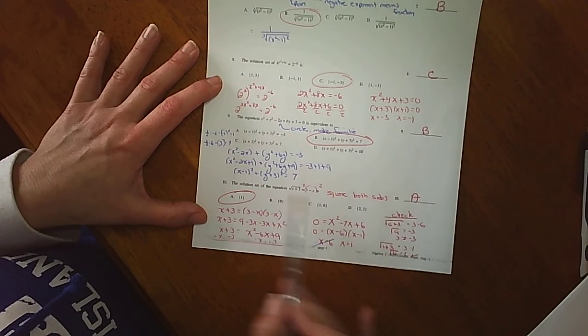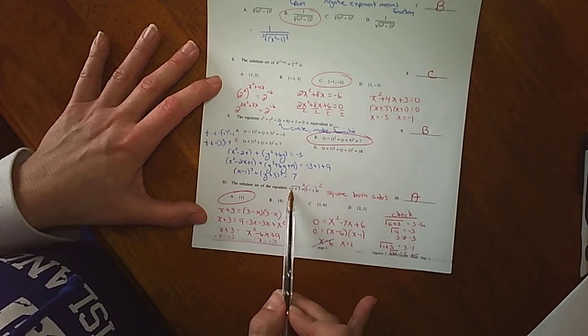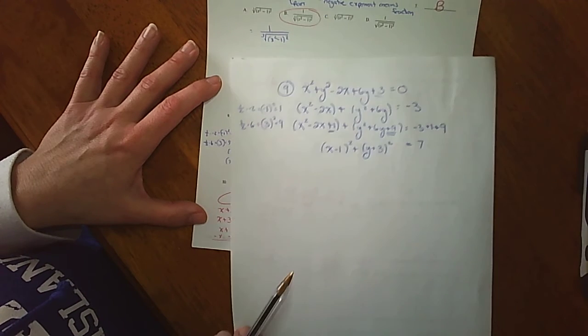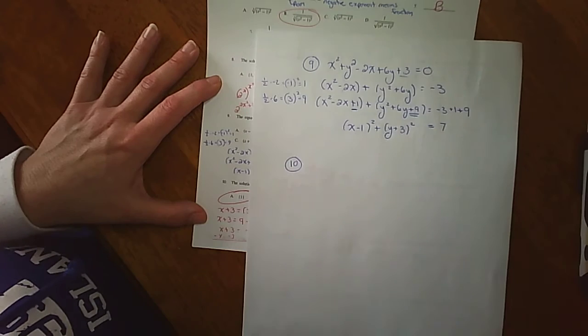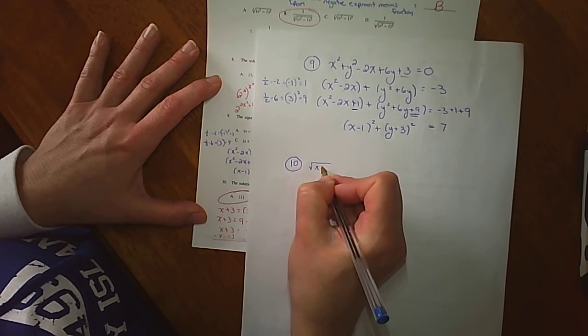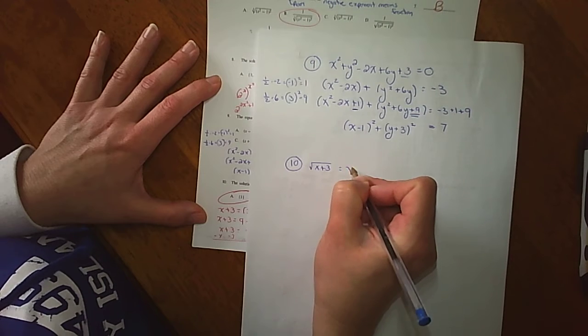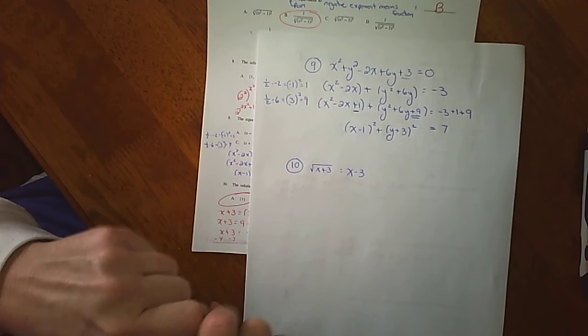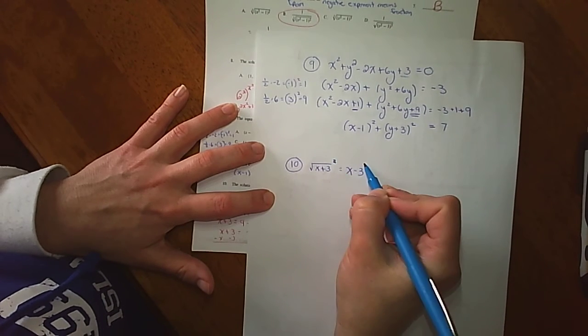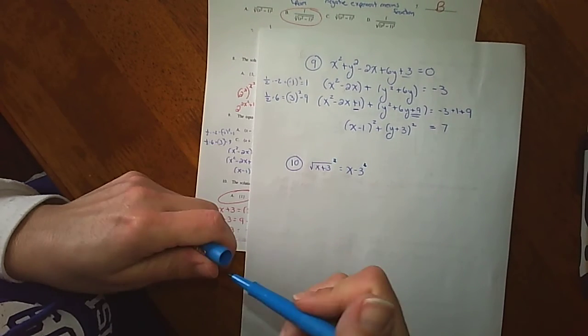All right, and finally, the last one on this page, number 10. We have a radical equation. We haven't done one of these in a long time. So 10 is radical x plus 3 equals x minus 3. Now, most of you remember that when you see a radical equation, you can square both sides. And that gets rid of that radical.